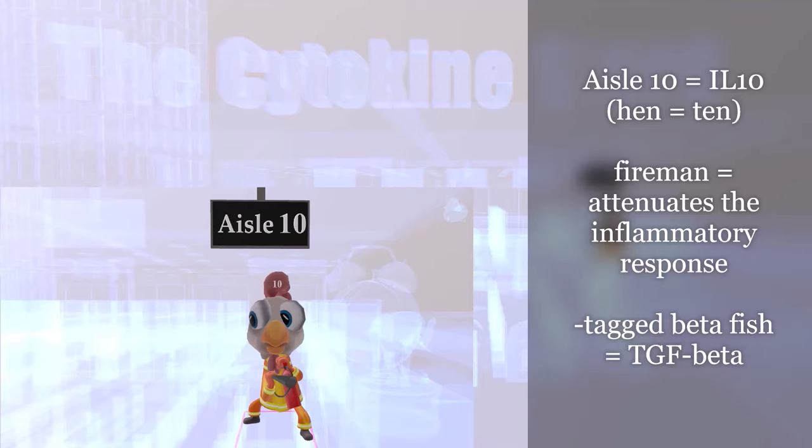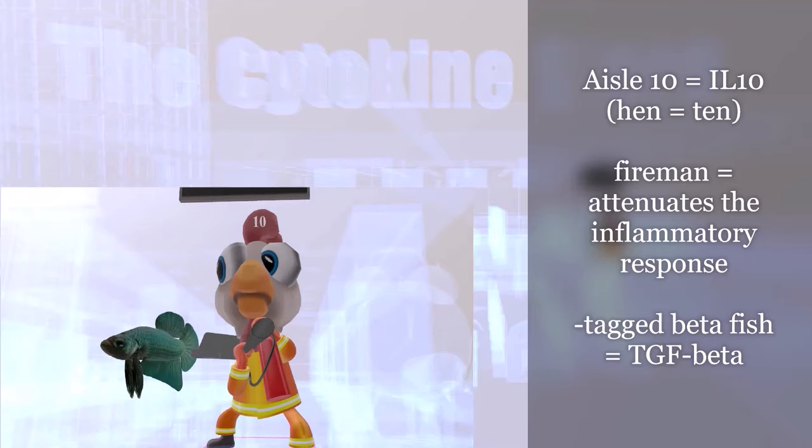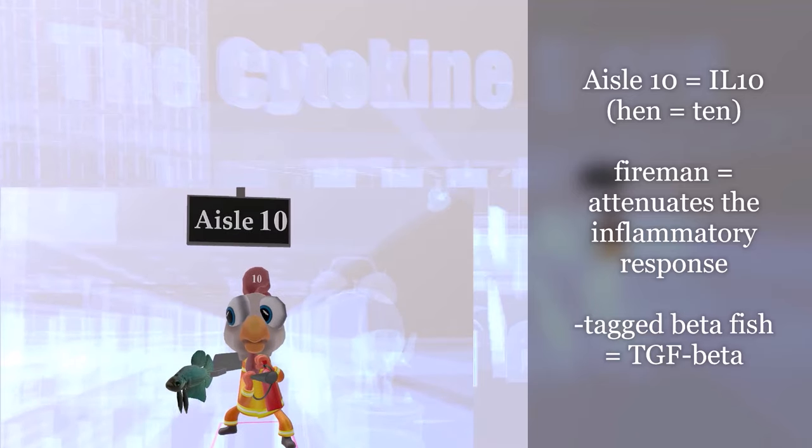And this fireman over here always likes to have nearby his beta fish that's tagged. This beta fish always has this tag on it. Tagged beta fish for TGF-beta. This is actually another cytokine, TGF-beta. And TGF-beta, just like IL-10, attenuates the immune response. Attenuation of the immune response is important, of course, for wound healing.